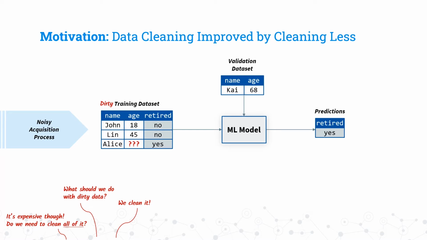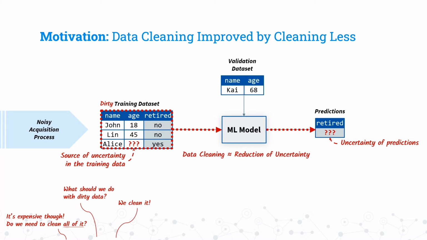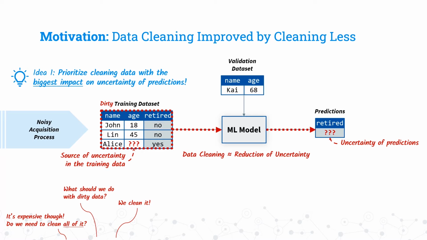To answer that question, we make a few key observations. First, each dirty value induces a natural uncertainty, as we may have a multitude of possible ways to repair it. Second, all the uncertainty in the training data is transferred to the uncertainty of model predictions. Third, each data repair induces a reduction of uncertainty on both sides. In this context, we care about model predictions. As a result, the strategy we propose is to prioritize cleaning the examples that have the biggest impact on reducing the uncertainty of predictions.